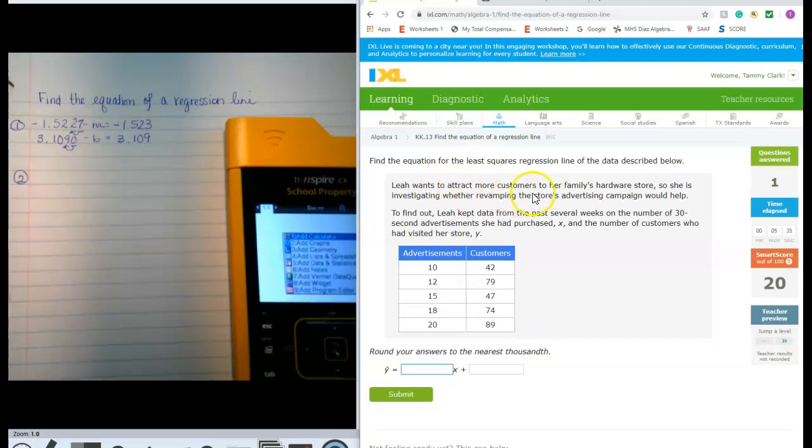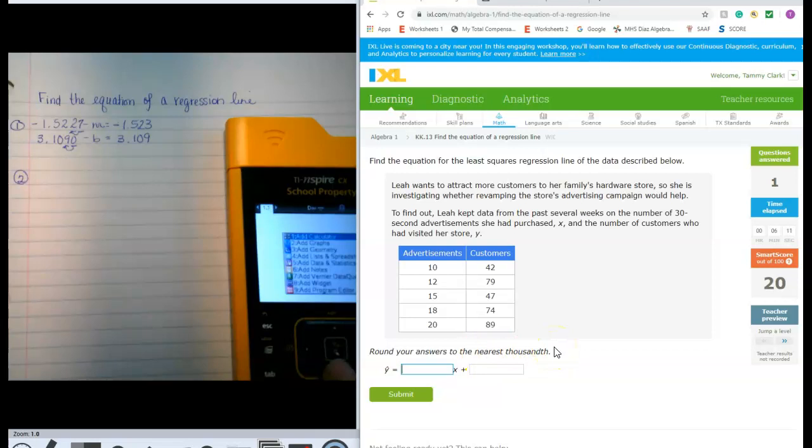So Leah wants to attract more customers to her family hardware store, so she is investigating whether revamping the store's advertising campaign would help. To find out, Leah kept data from the past several weeks on the number of 30-second advertisements she had purchased, X, so this is how many she bought, and the number of customers who had visited the store, Y. So as a result of her advertisements, this is the number of customers that came in. And we want to find the line of best fit. We're going to round our slope to the nearest thousandth and our y-intercept also to the nearest thousandth.